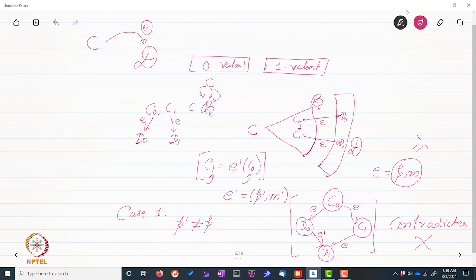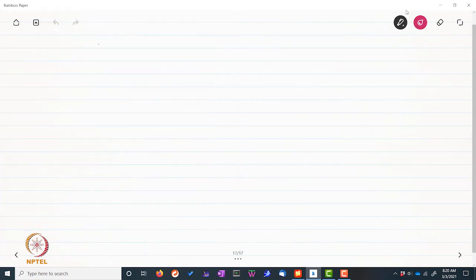right? What we shall do is, we shall consider the other case, which is case 2, where P is equal to P dash, right? So, in the other case, when P is equal to P dash, let me write it over here. Okay. So, again, let us draw a few diagrams. So, we have C0. So, we apply E dash to it. We come to C1.